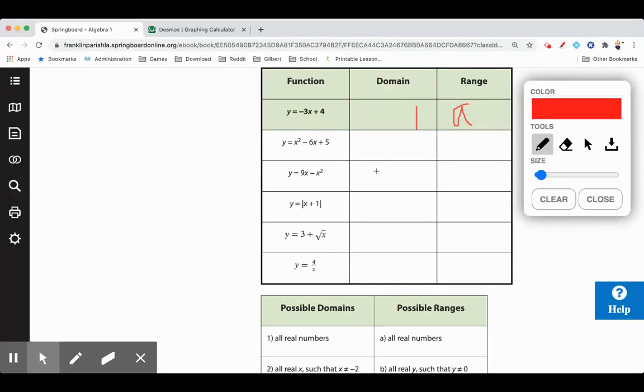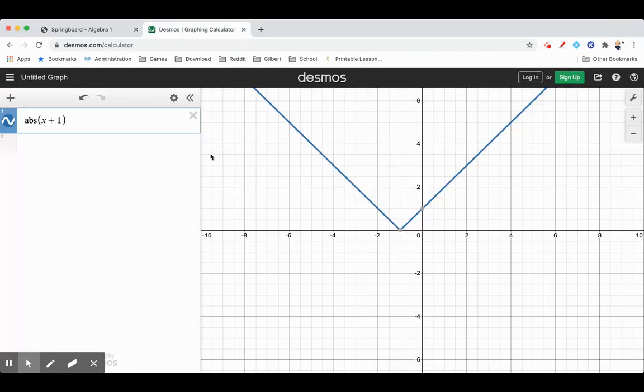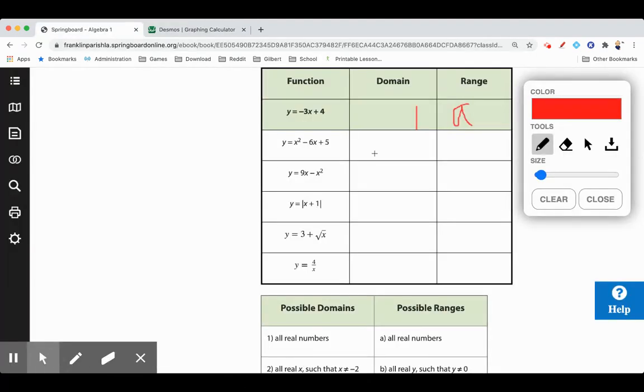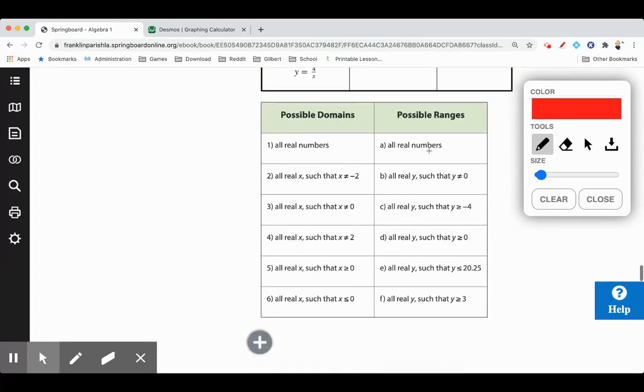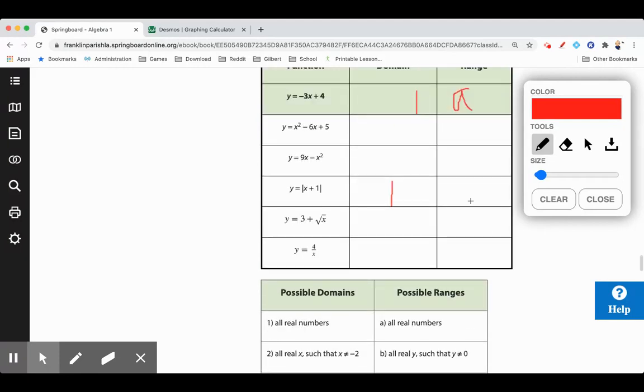So let's see, domain for this one. Well, it goes forever in this direction, it goes forever in this direction, negative infinity to infinity, all real numbers. So that'll be a 1. And then the range is everything that's greater than or equal to 0. It starts at 0 and it goes up, this way and that way. And so we have all real numbers such that y is greater than or equal to 0. That's going to be D.